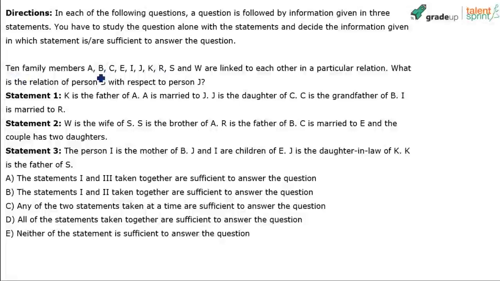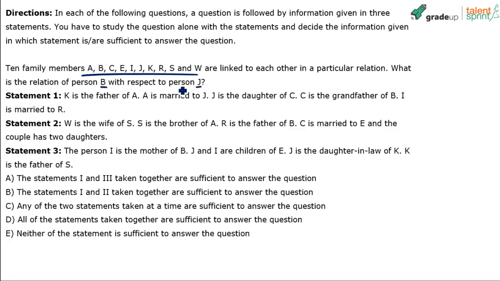10 family members, A, B, C, E, I, J, K, R, S, N, W are linked to each other in a particular relation. What is the relation of person B with respect to person J? So there are 10 members in this family. We have to establish the relationship between B and J. Relation of person B with respect to J.